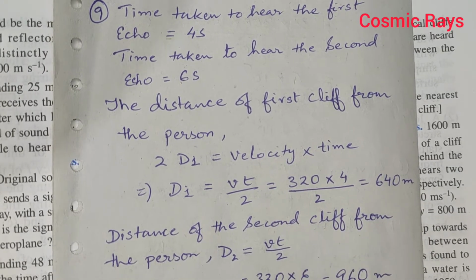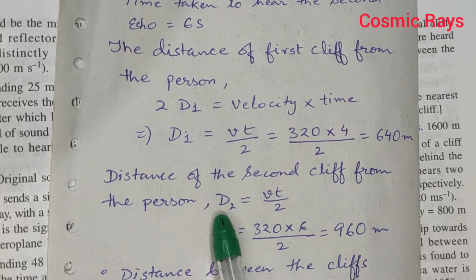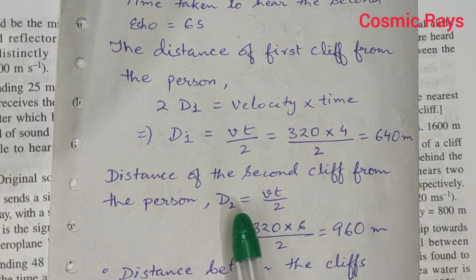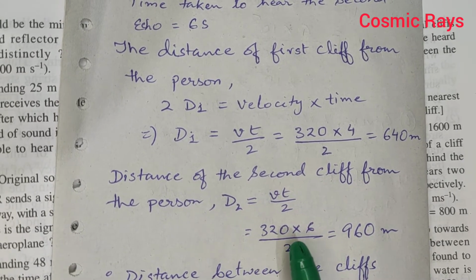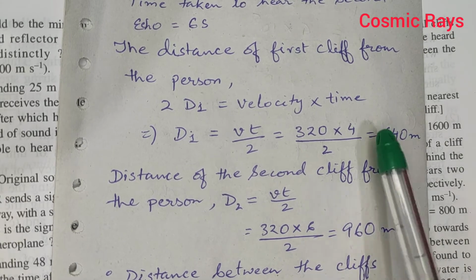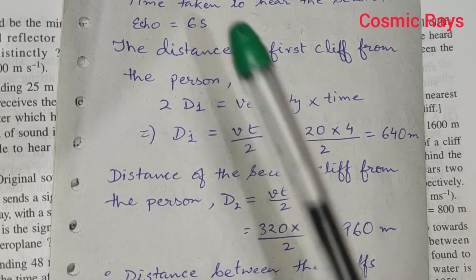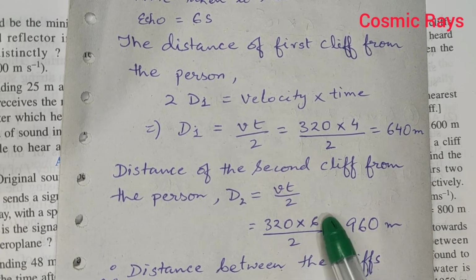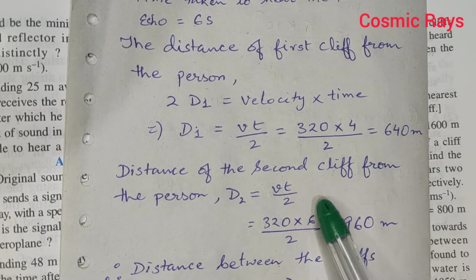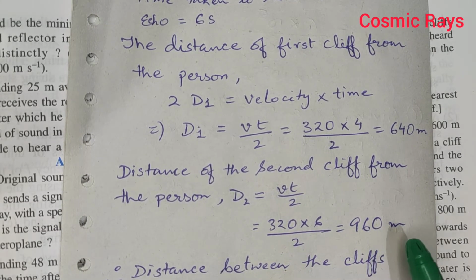Now the distance of the second cliff from the person, we denote it as d2. Again it is vt by 2. Velocity remains the same, 320, multiplied by the time, which has changed, 6 seconds. It's given in the question. So 320 into 6 divided by 2. Again, if you cancel 6 with 2, you get a 3 here. 320 into 3 is 960 meters.